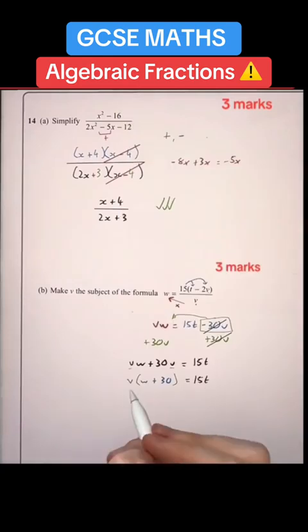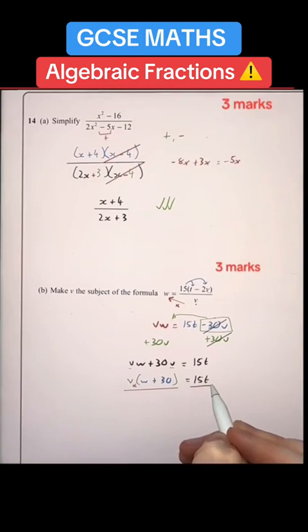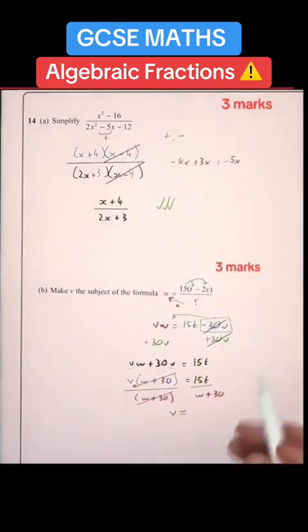As I want to make v the subject, I know the opposite of multiply by w plus 30 is to divide both sides of my equation by w plus 30. On the left-hand side, I know w plus 30 over w plus 30 will cancel. Hence, on the left-hand side, I'm just left with positive v. And that's equal to, on the right-hand side, I've got 15t over w plus 30.